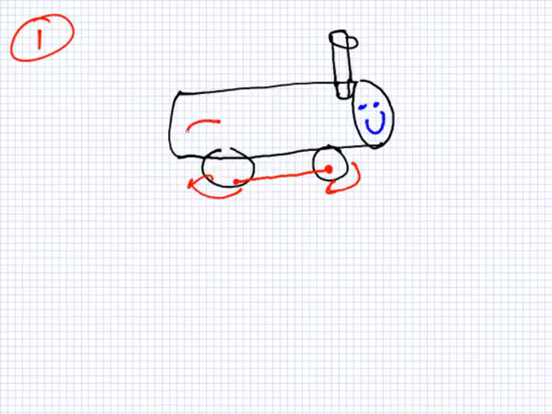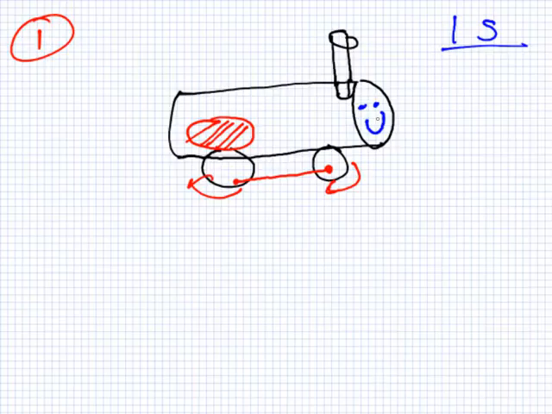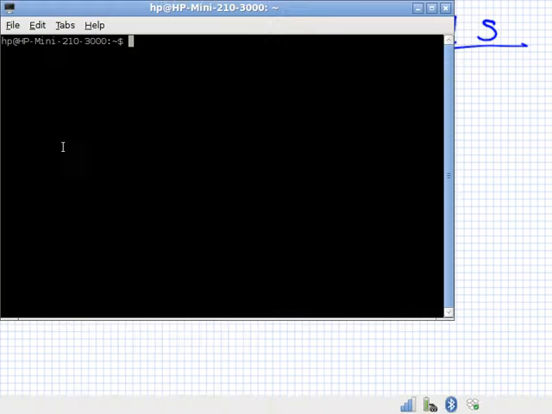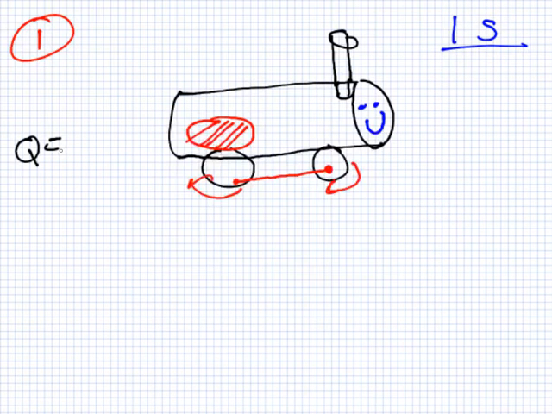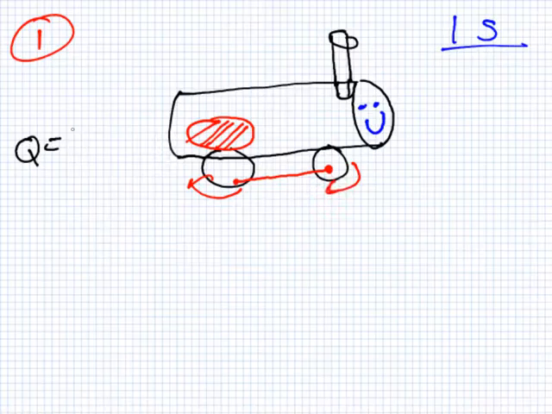Right, so Thomas the train now has his heat energy here, and we're looking at 1 second. Okay, so the Q, what's the Q? The energy from the heat. Is it 10 kilojoules? Okay.